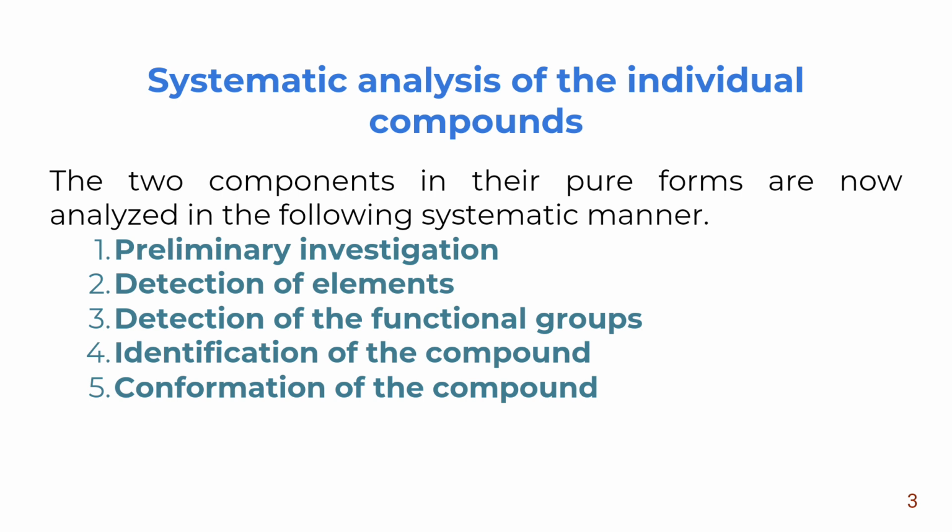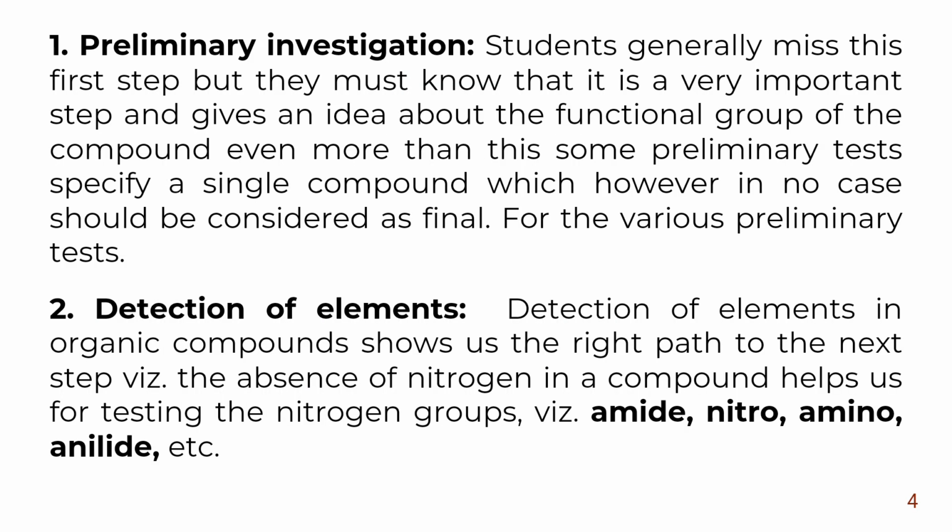Preliminary investigation. Detection of elements. Detection of the functional groups. Identification of the compound. Confirmation of the compound. 1. Preliminary investigation. Students generally miss this first step, but they must know that it is a very important step and gives an idea about the functional group of the compound. Even more than this, some preliminary tests specify a single compound, which however in no case should be considered as final. For the various preliminary tests.